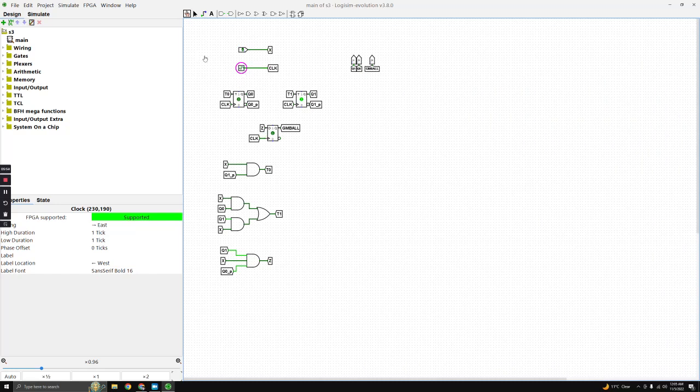And the reason this is a Mealy machine is because our outputs are directly determined by both its current state and its current inputs. So as you see, our X affects our outputs, which tells us why it is a Mealy machine.